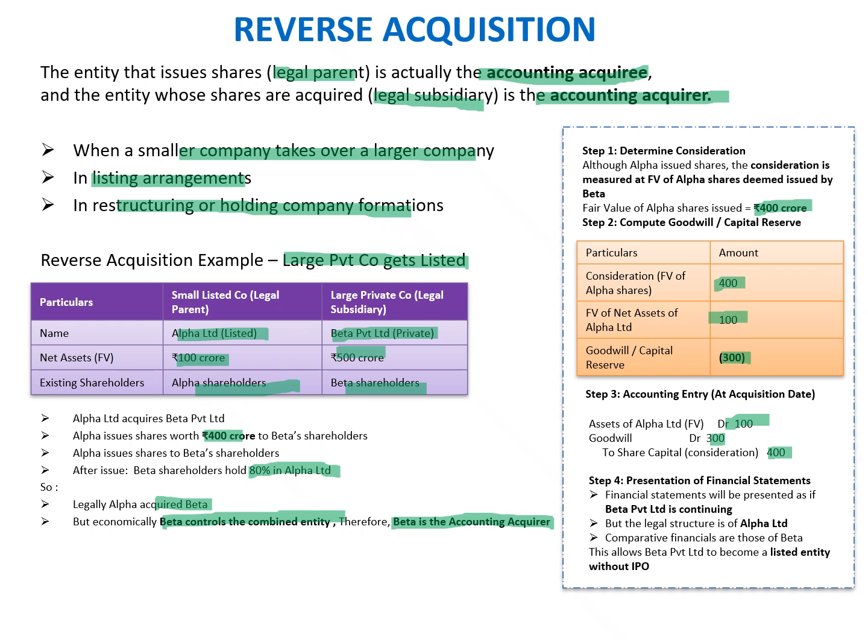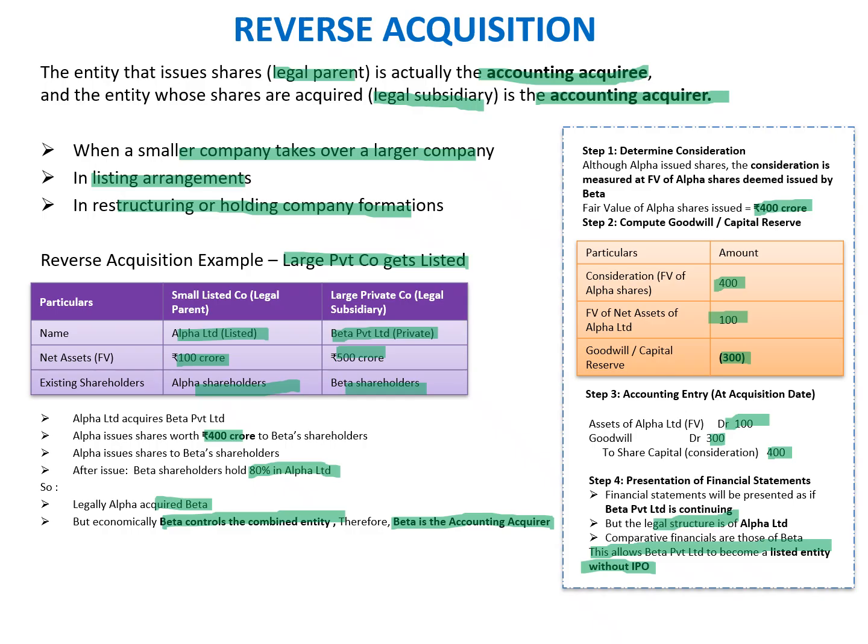Now, when we look at the presentation, the financial statements will be presented as if Beta Limited is continuing. Legal structure is that of Alpha Limited. Comparative financials would be that of Beta Limited. So, which means that in this way, Beta Limited got access to the share market without actually following the IPO route.